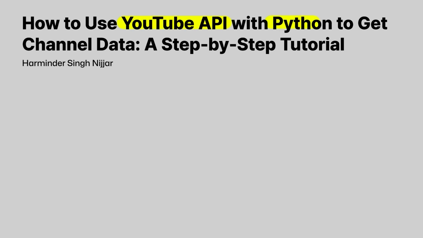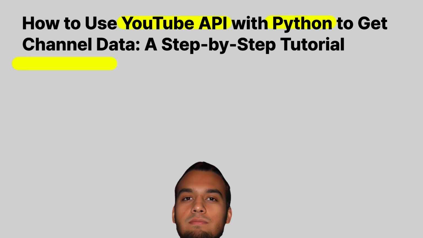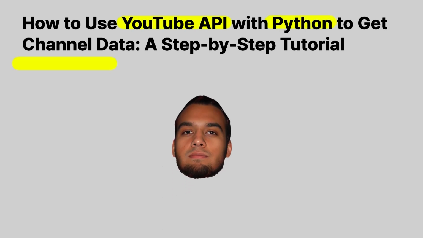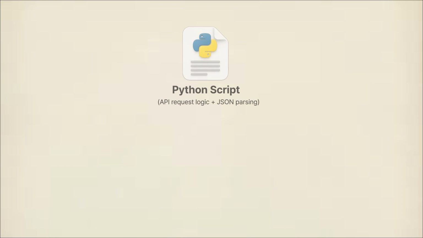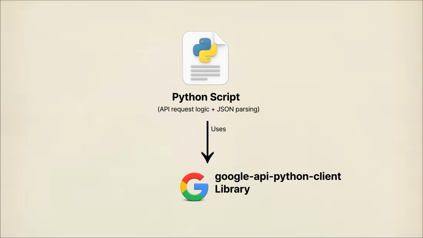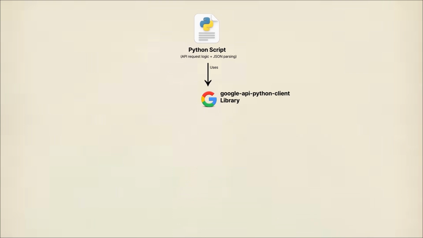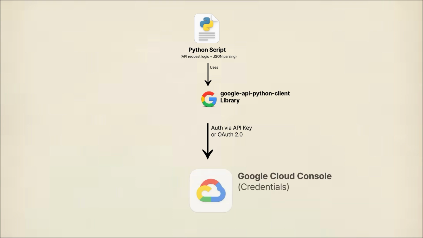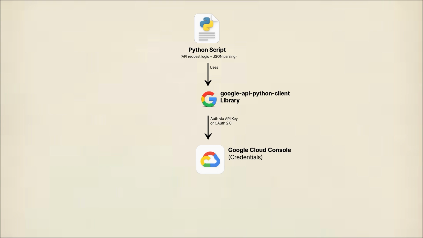Hello, today we will be learning how to use the YouTube API with Python to extract channel data. Let's first go over an overview of which technologies to use. We will be using Python to interact with the official Python client library for Google's discovery-based APIs. This will allow us to interact with the Google Cloud Console using an API key for authentication. At which point, we can use the YouTube-specific API to target a particular channel and extract data.